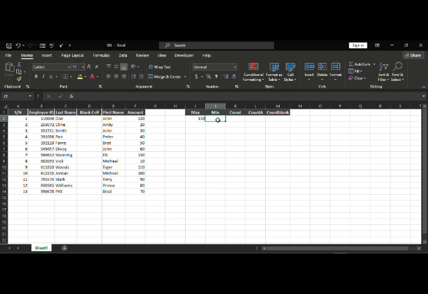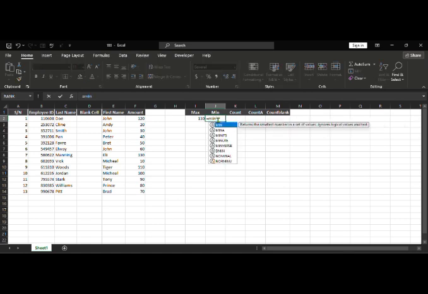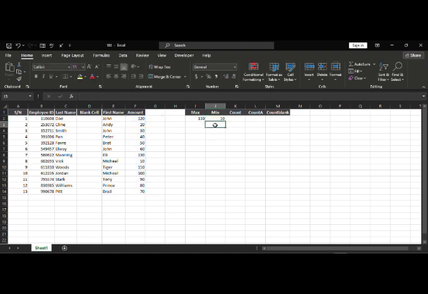MIN is used to get the smallest value within a range of numbers. We have 10 as the smallest value.